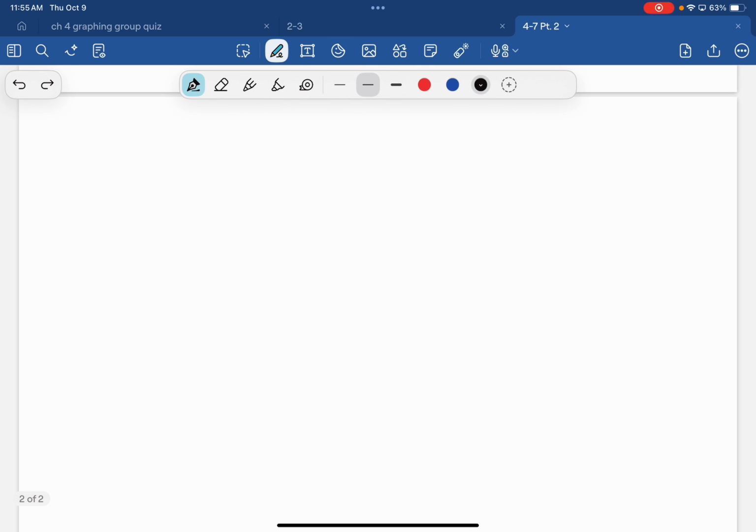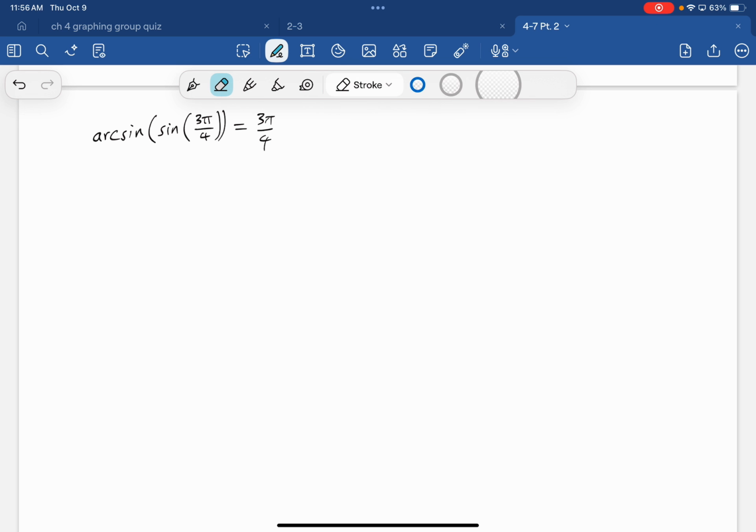Let's do the reverse now, and I'll show you guys why it's not true. Okay, so it doesn't work if the arc comes first. So let's say we have arc sine of sine of 3 pi over 4. Now, if you were foolish and didn't listen to the lecture, you would write 3 pi over 4. But we are not foolish. We listened to the lecture, except those of you who are busy fooling around.